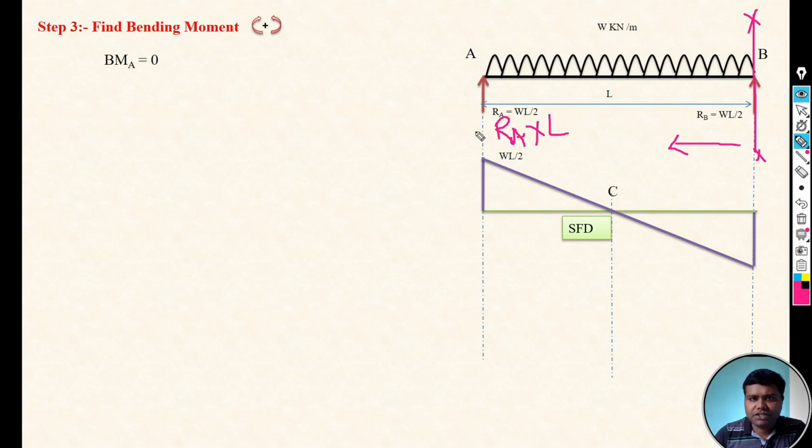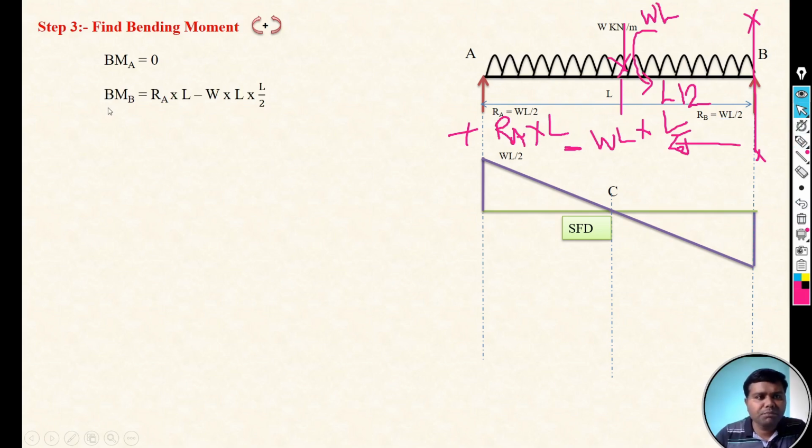As per the sign convention, this is positive. The moment of this UDL, we have already converted it, that is WL by 2, into the point load, that is WL, and we'll act it at the center, that is L by 2. So the moment of that UDL is WL into L by 2, and due to anti-clockwise it is negative. So the moment at B point is RA into L minus WL into L by 2.